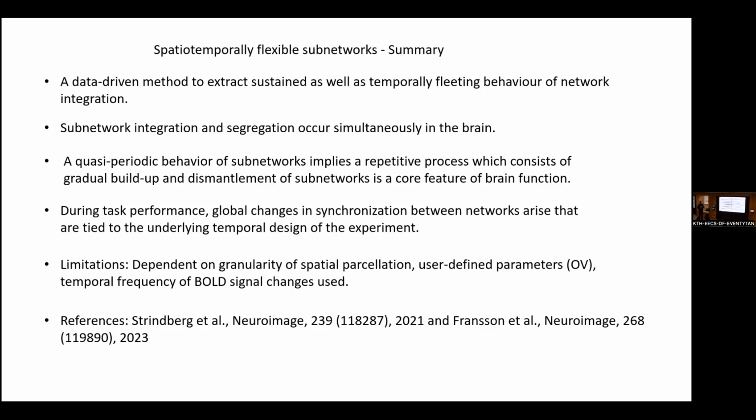And during task performance, like in the working memory task I showed you, global changes in synchronization between networks arise up and down, which are tied to the underlying temporal design of the experiment.